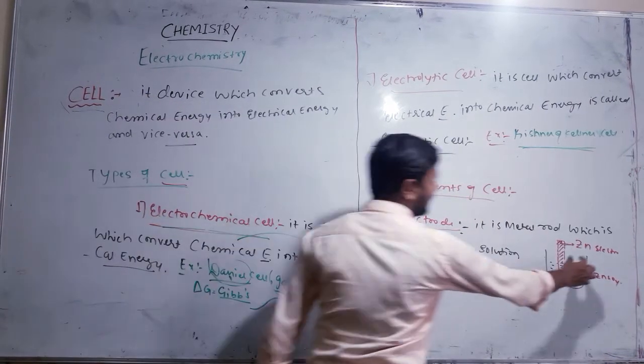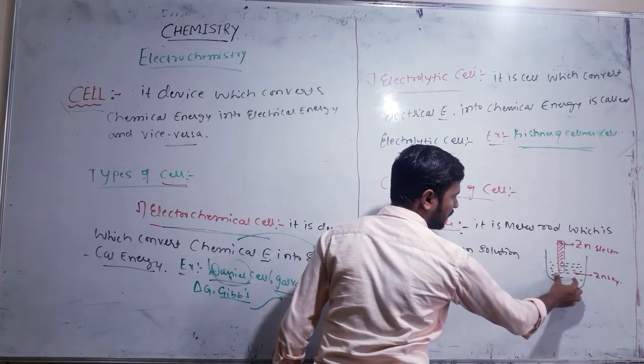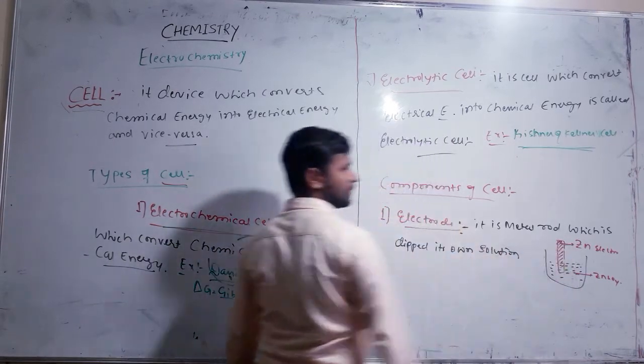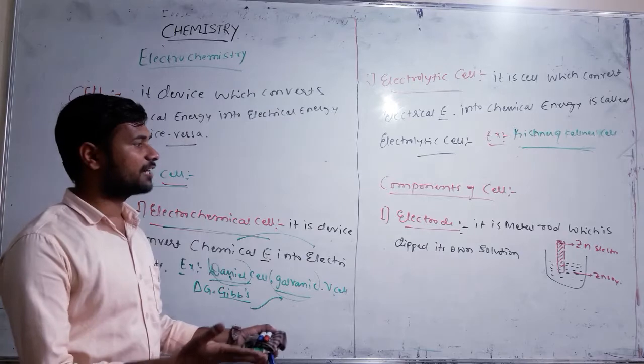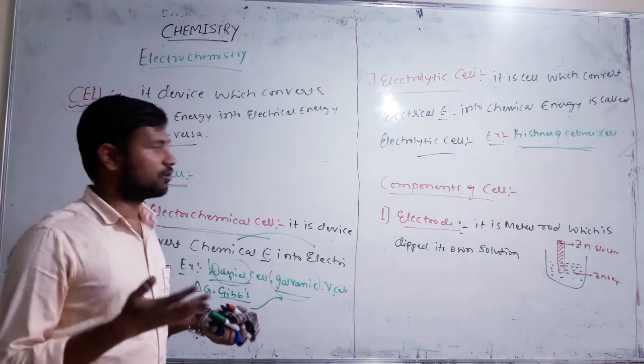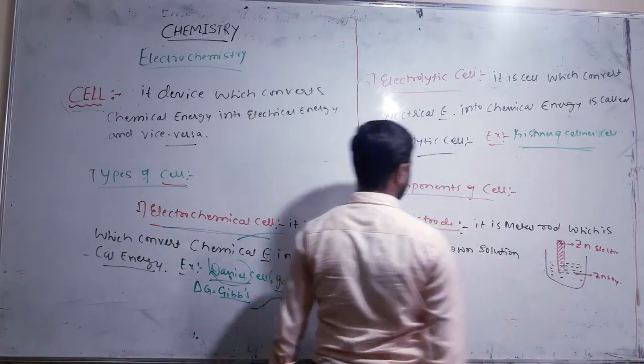Whenever a metal rod is dipped in an electrolyte solution, that is called an electrode. This electrode is a conductive metal which can lose electrons and can also take electrons, which can absorb electrons also. These are some very important points of an electrode.